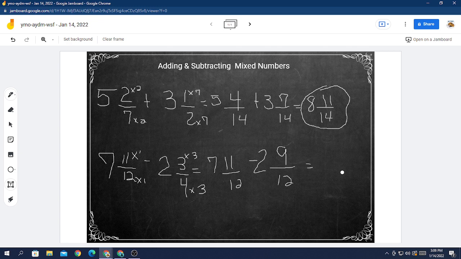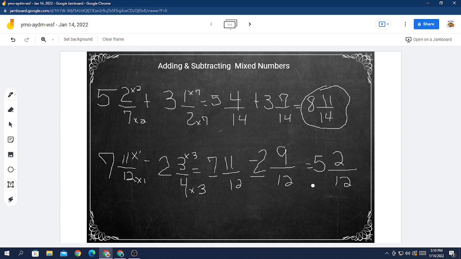So again, we begin by copying our denominator and then, in this case, subtracting 11 minus 9, which will give us 2. And then we subtract our whole numbers, 7 minus 2 will give us 5.